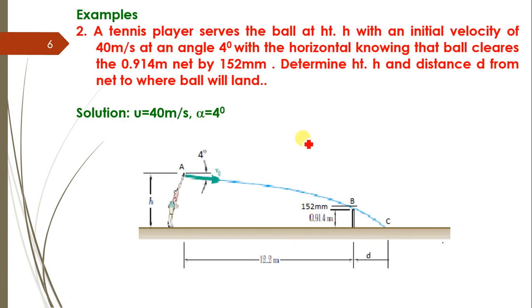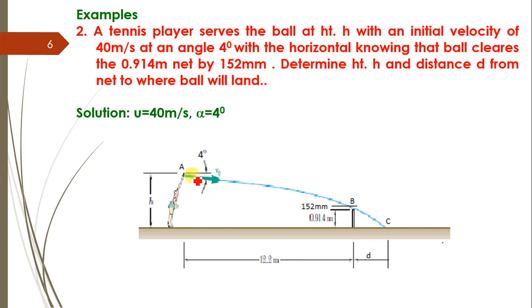A tennis player serves the ball at a height h with an initial velocity of 40 meter per second at an angle of 4 degree with the horizontal. Knowing that the ball clears the 0.914 meter net by 152 mm, determine the height h and the distance d from the net to where the ball will land.